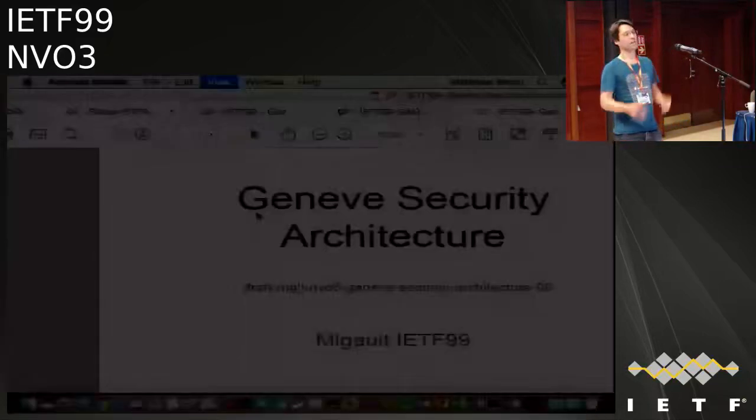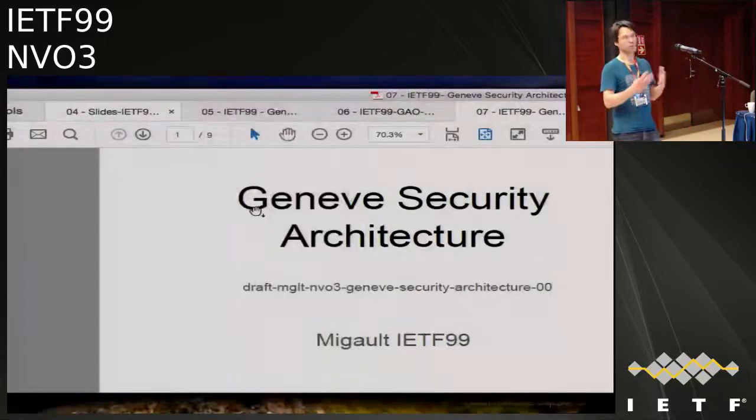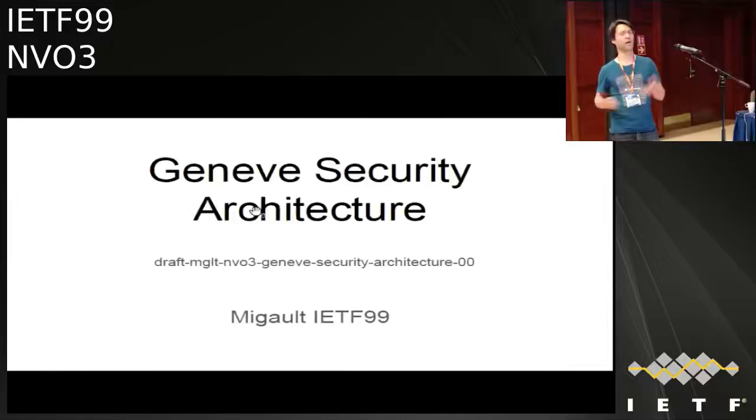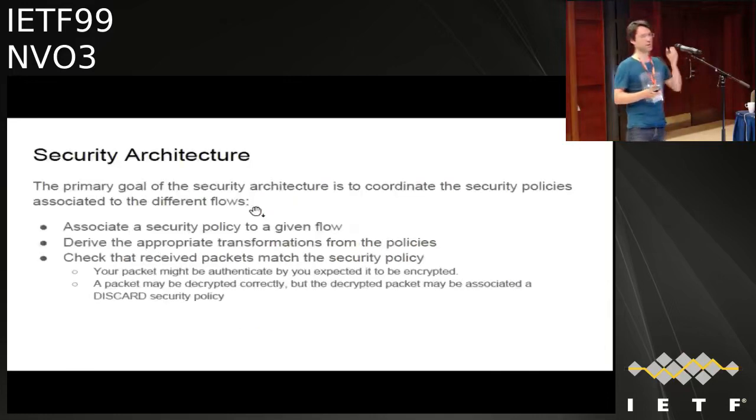So we've described how to authenticate some packets. In various conditions, we have described how to encrypt some packets. The two options can be combined together. Now we need to be able to orchestrate all these options together according to flows. So this is really the purpose of the security architecture.